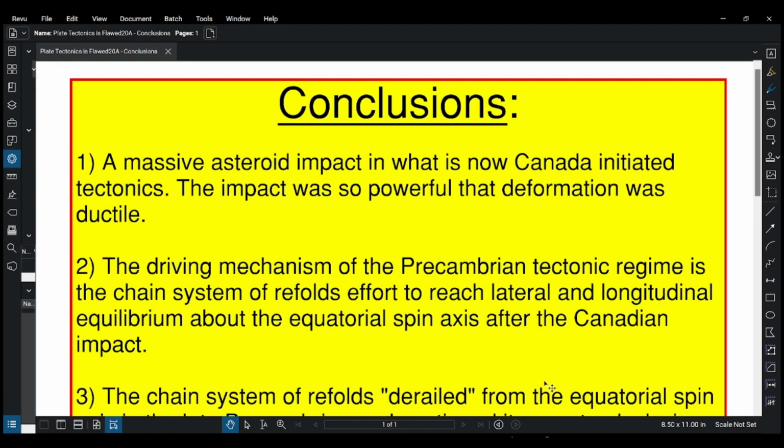All right, conclusions. 1. A massive asteroid impact in what is now Canada initiated tectonics. The impact was so powerful that deformation was ductile, and the effects of that asteroid impact are still going on today. It's as though we're in a time warp. 2. The driving mechanism of the Precambrian tectonic regime is the chain system of refolds' effort to reach lateral and longitudinal equilibrium about the equatorial spin axis after the Canadian impact.